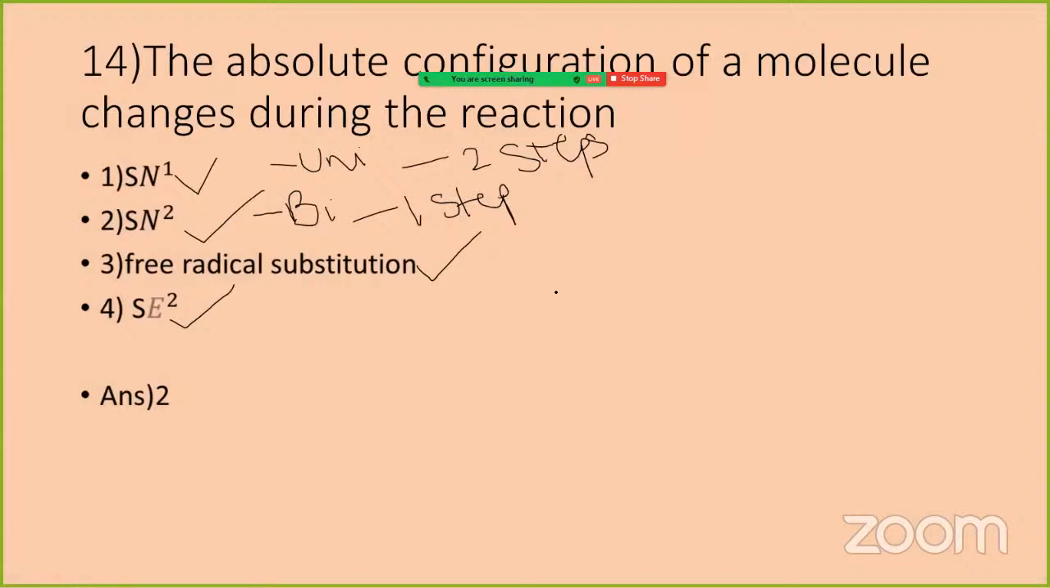And free radical substitution means, suppose I take CH3 and another atom with a bond. A bond means 2 electrons. If I break this bond, 1 electron goes to carbon and another electron to hydrogen. An atom with a free electron is known as a free radical. So free radical will not change configuration. Configuration changes only during SN2 reaction, because the leaving group leaves from the front side and the incoming nucleophile attacks from the back side. That's why there is inversion of configuration in SN2 reactions. So that is the 14th question.